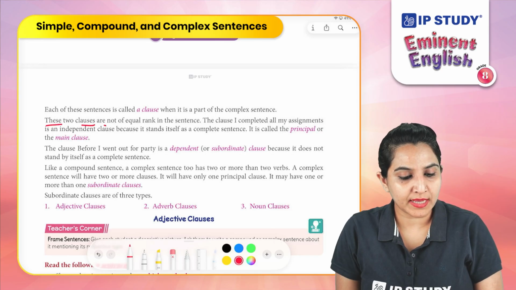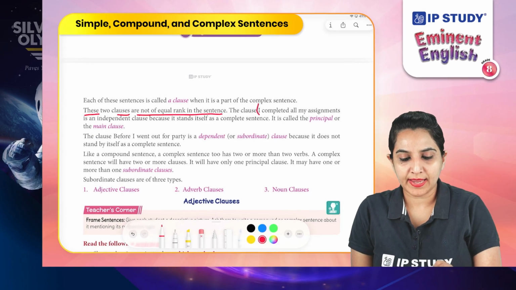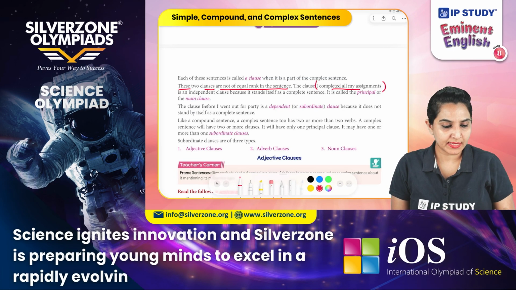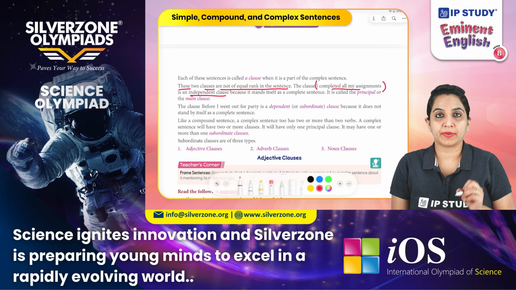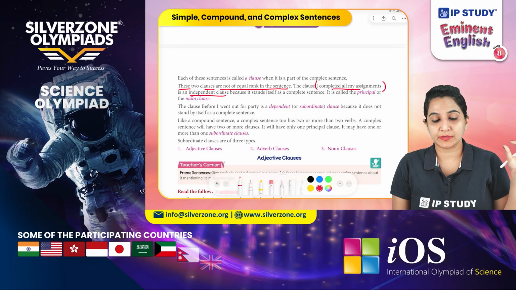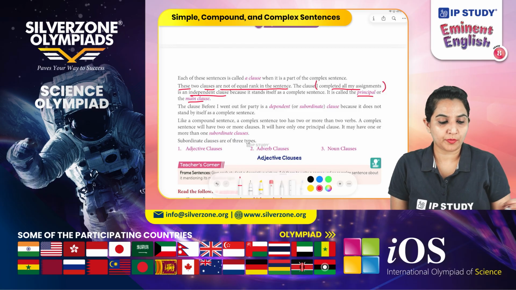So these two clauses are not of equal rank in the sentence. The clause "I completed all my assignments" is an independent clause because it stands out. I completed all my assignments. This is an independent clause, and it is also called the principal or main clause.